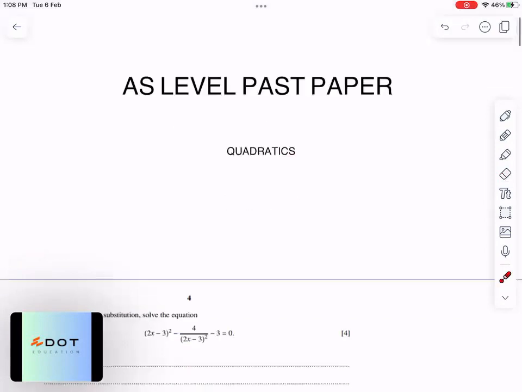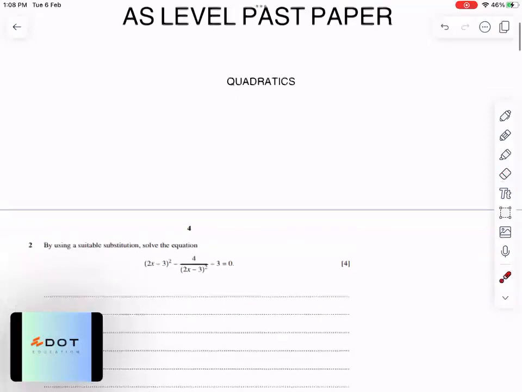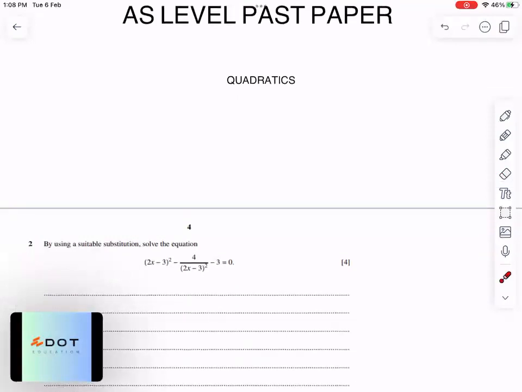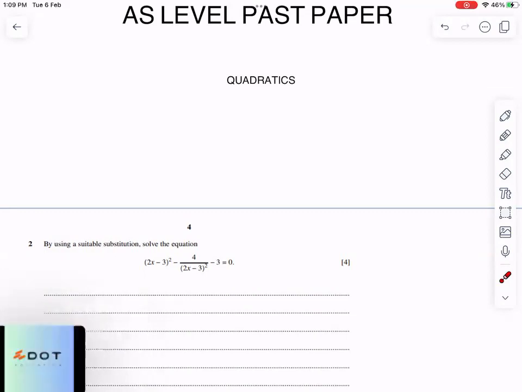Okay, so with our knowledge and idea of quadratics, we'll be applying it to solving past papers for today. For example, we have this question here: by using a suitable substitution, solve the equation (2x - 3)^2 - 4 divided by (2x - 3)^2 - 3 equals 0.